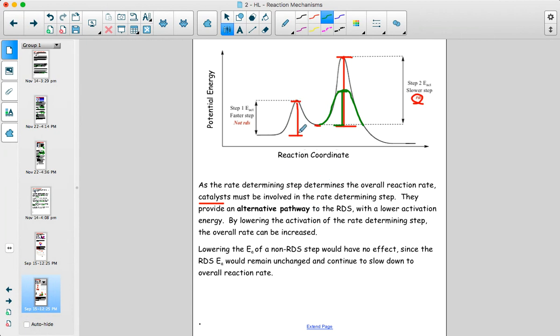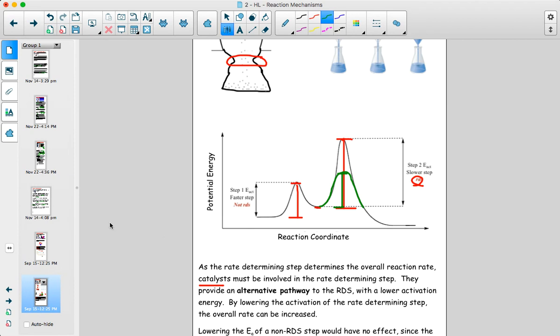If you lowered the activation energy of this step, the first step that has a smaller activation energy to begin with, you'd still have this big activation energy to get over second. So really, adding something that lowered the activation energy of a non-RDS step has no effect on the overall reaction rate, because you continue to have this really slow rate determining step that is unchanged.